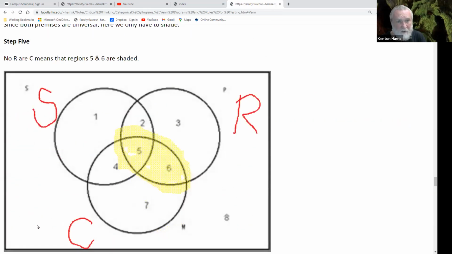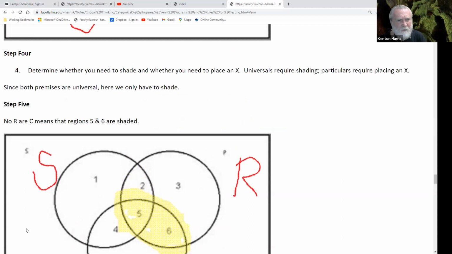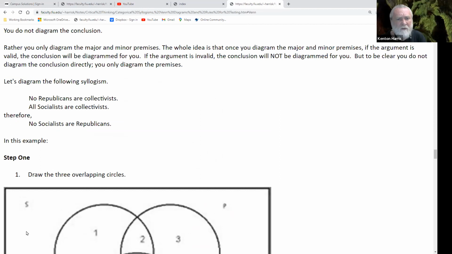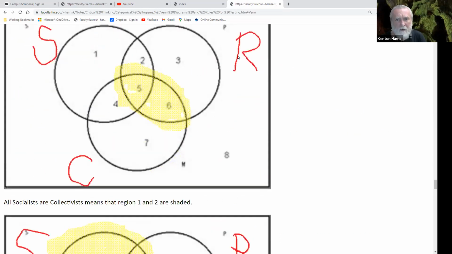Then we shade. So the first one, let me double check. No Republicans are collectivists, okay? Well, here's the Republican circle. Here's the collectivist circle. And I'm saying that nothing that's an R is a C. Well, that means that these two areas are empty, right? So we would shade. And remember that with E claims, you always shade the intersection between the two circles. Go back to the previous lecture where we talked about E claims.